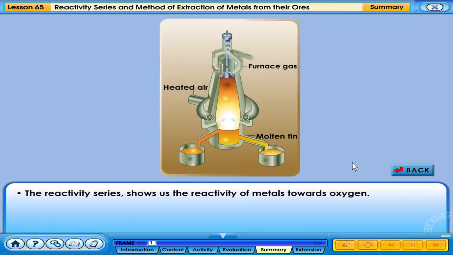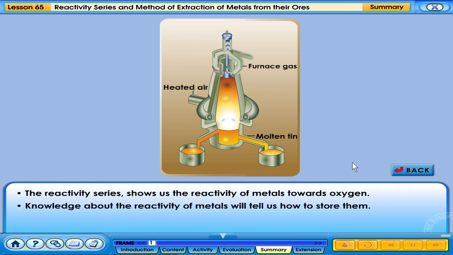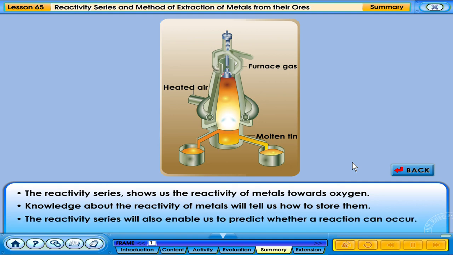The reactivity series shows us the reactivity of metals towards oxygen. Knowledge about the reactivity of metals will tell us how to store them. The reactivity series will also enable us to predict whether a reaction can occur.